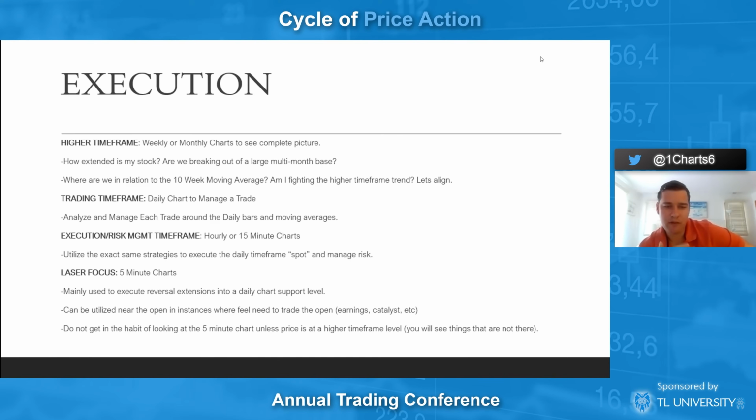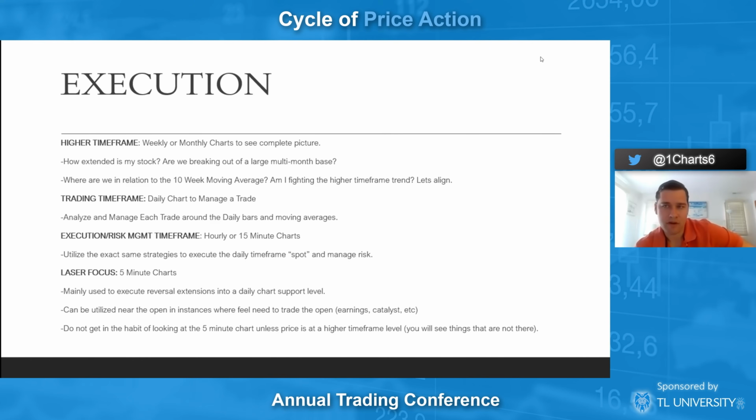And then I utilize it on the open. So if I have a lot of conviction in a trade, maybe it's a chart with a big base, and it's got an earnings catalyst and it's gapping up, and I want to trade it right on the open, I'll be looking at that lower time frame chart. One thing I would say, just in general, is don't get in the habit of looking at the 5-minute chart unless you're at a higher time frame level.